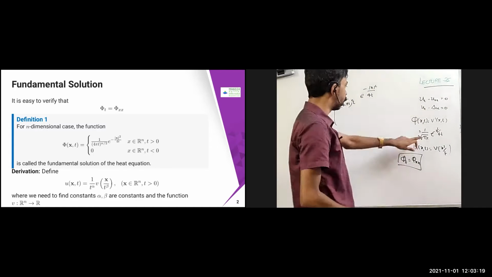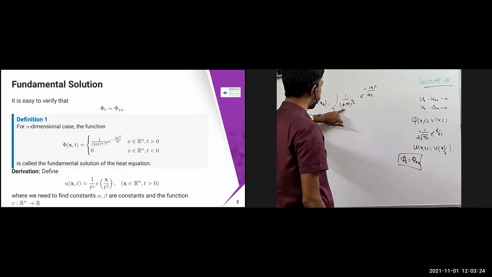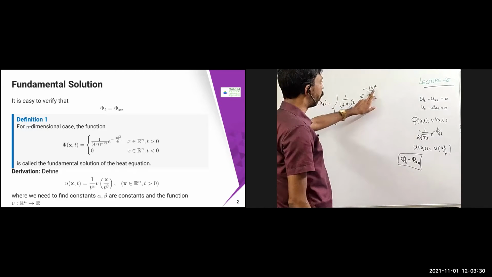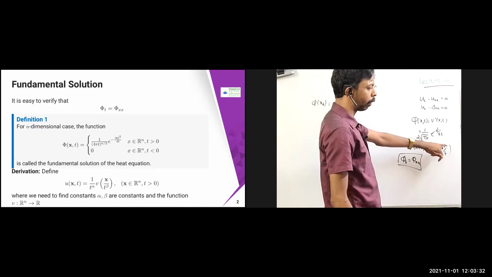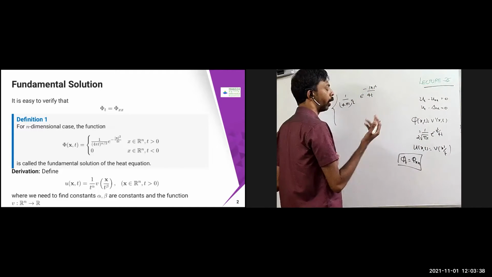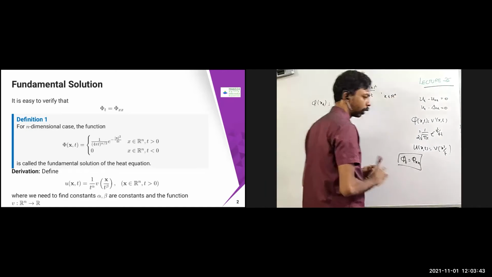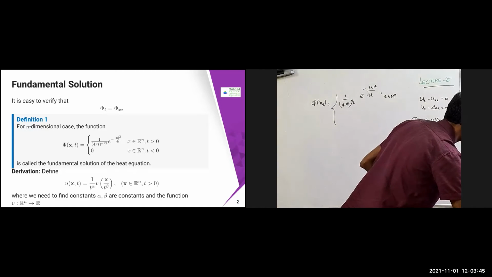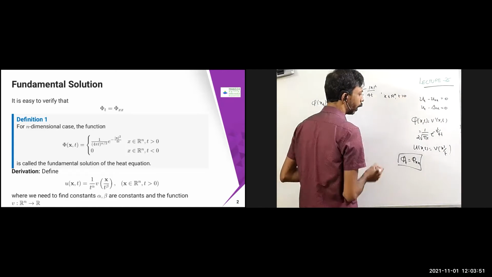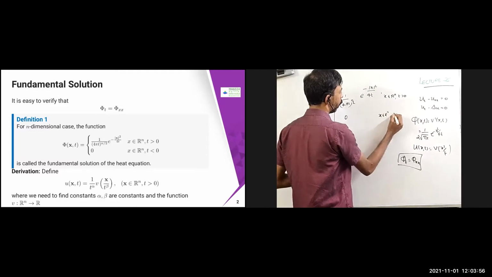And same kind of thing. Here, if I put n equal to 1, you are going to get square root of 4 pi t, that is going to become 2 into square root of pi t. Remaining things are going to be the same. Here it was x square because it is a one-dimensional case. Here it is an n-dimensional case, therefore it is going to become mod x square, or norm of x square, where x belongs to R power n and t is greater than 0. And 0 for x belongs to R power n and t less than 0.